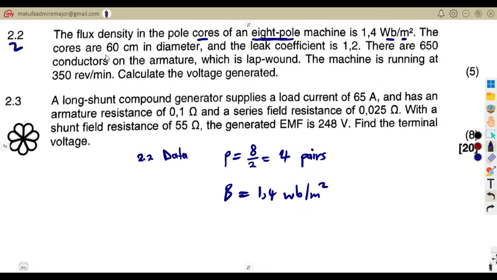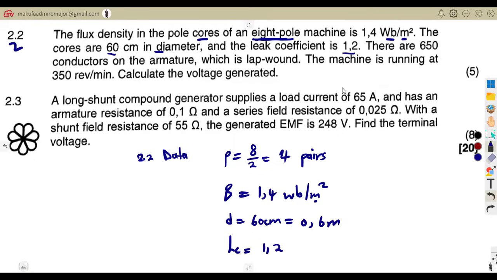The cores are 60 centimeters in diameter. So we're given the diameter, 60 centimeters. As we need area, in square meters, divide this by 100 to convert to meters. It was going to be 0.6 meters. Remember, a meter is equivalent to 100 centimeters. So you have to divide by 100 there. And we are given the leak coefficient is 1,2.